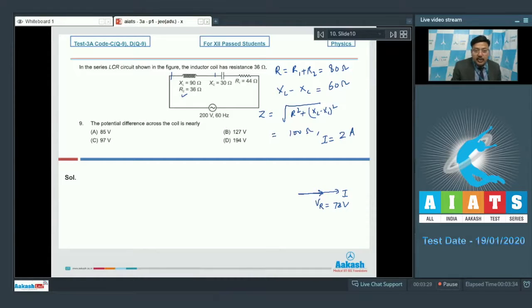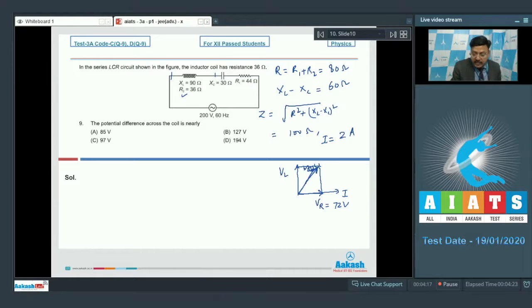Whereas the potential drop across the inductor will be VL, and VL will be leading the current in phase by pi by 2. So VL we can draw like this, and its RMS value is equal to XL into I. So XL is 90 ohm, 90 into 2 is 180 volt, and we have to superpose, in fact we have to find the resulting phasor of the voltage. We can apply the Pythagoras theorem, and this phasor is going to give us the potential difference across the coil.